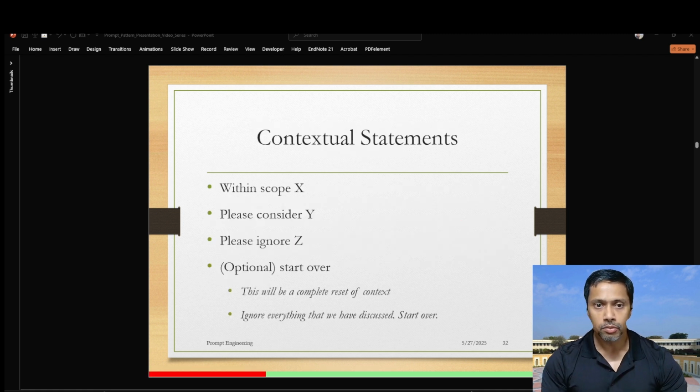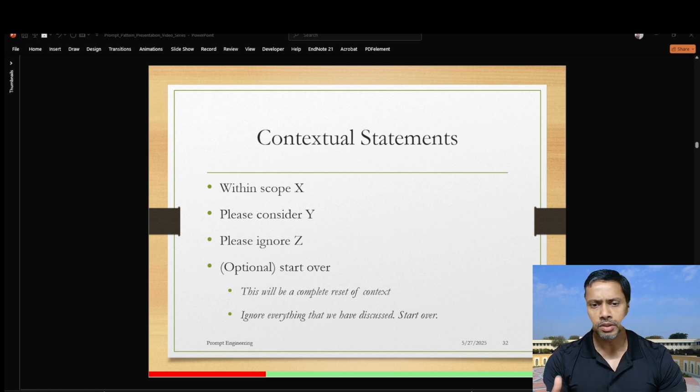So coming to the contextual statements for this pattern, we will say to the LLM, whichever we are using, that within the scope of X, please consider Y. So on a bigger boundary, out of that boundary, you consider only the narrow portion. And you can also say, do not consider Y. If you are not sure what to consider, you can say, do not consider this. That is also removing this from the total set, and whatever remains, you give your responses based on that.